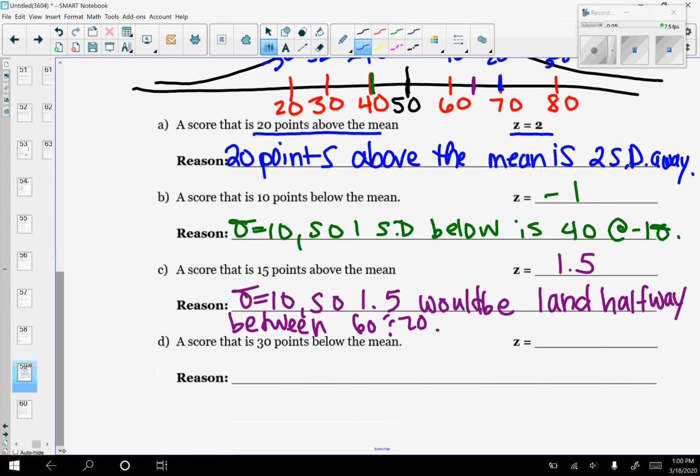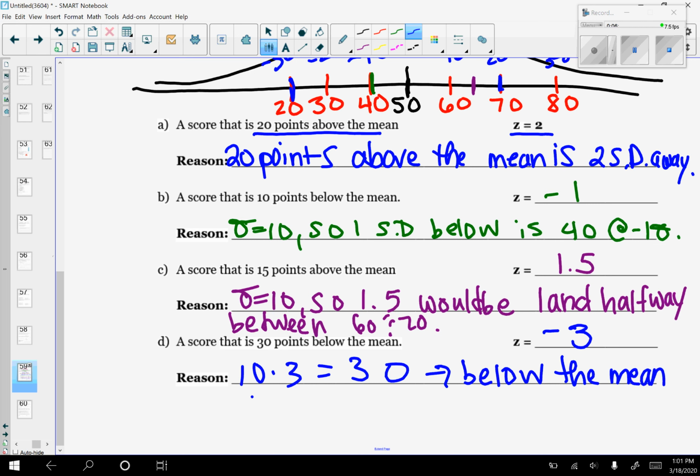Okay. All right, what if you're 30 points below the mean? My bad. Below the mean. Well, my mean's at 50. If I'm 30 below, I'm all the way here at 20, and that's a z-score of -3. Okay, why? Well, 10 times 3 is 30. Okay, and that's below the mean of 50. Okay, obviously your reasons here can kind of differ. There's a lot of different ways to kind of reason this, but I'm just giving you the general idea of what a z-score is. Okay, so that's only one way we're going to talk about the z-score.